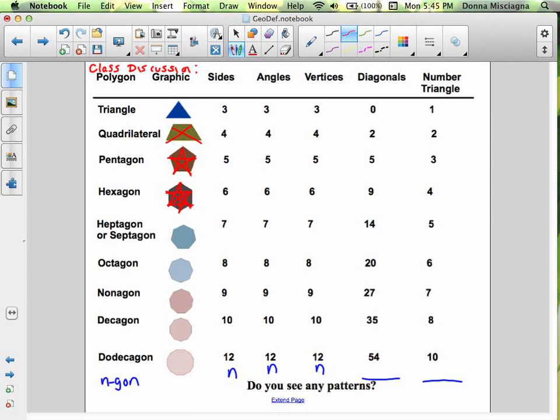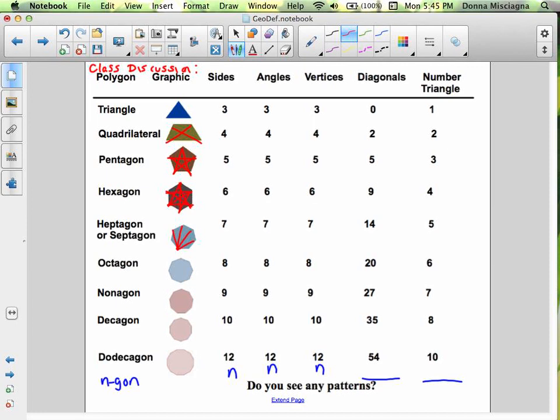Heptagon, actually, it's a heptagon or a septagon. 2 different names. It's a 7-sided figure. One is Greek, one is Roman. I believe the Greek is the heptagon and the Roman is the septagon. Right? Either is fine. It has 2 names. Has 7 sides, 7 angles, 7 vertices, 14 diagonals, and I can draw 1, 2, 3, 4 diagonals from a single point, which creates 5 triangles.